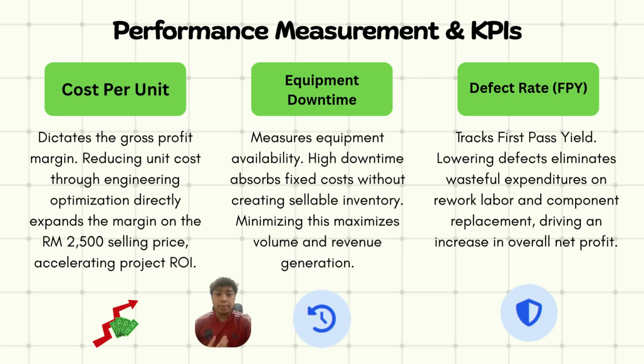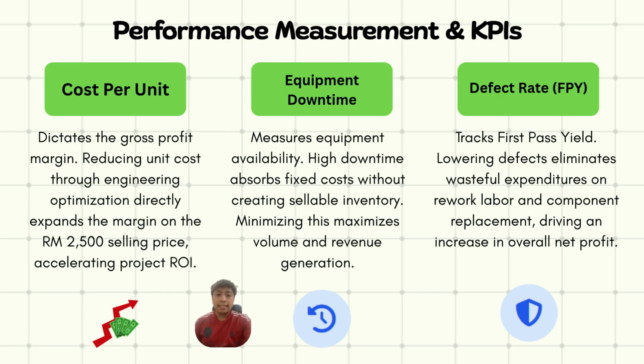To ensure our new capital investments actually yield the expected financial returns, we need a robust way to measure performance. We are proposing 3 primary engineering related key performance indicators or KPIs. And this is to monitor the efficiency and quality of our high efficiency hatchback production line.